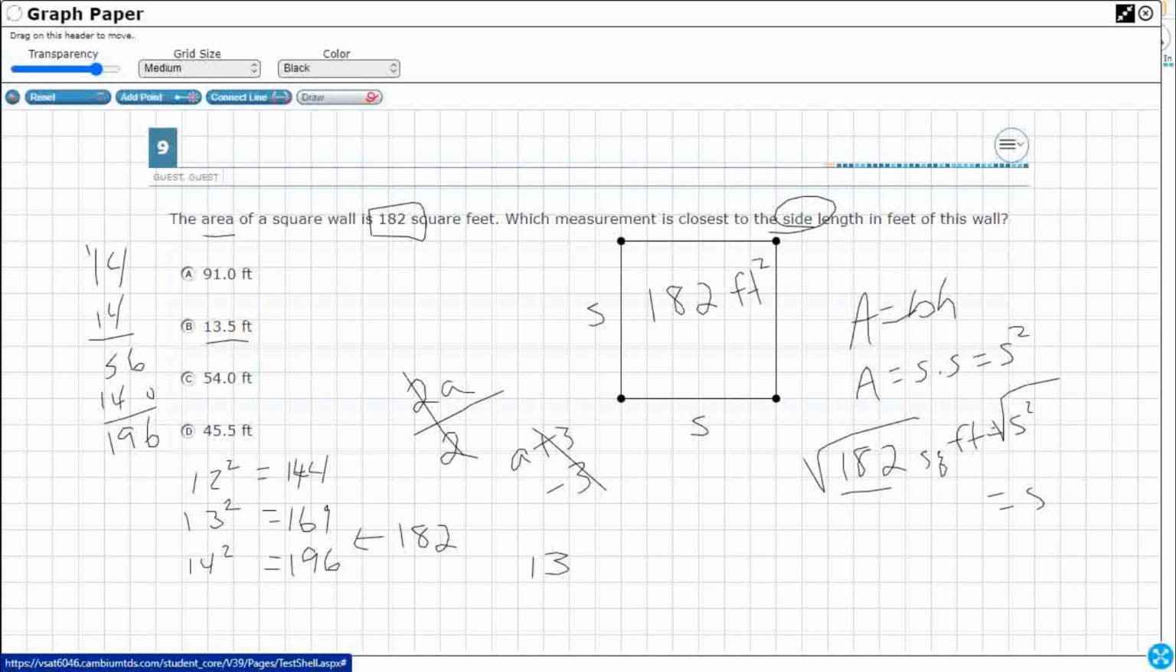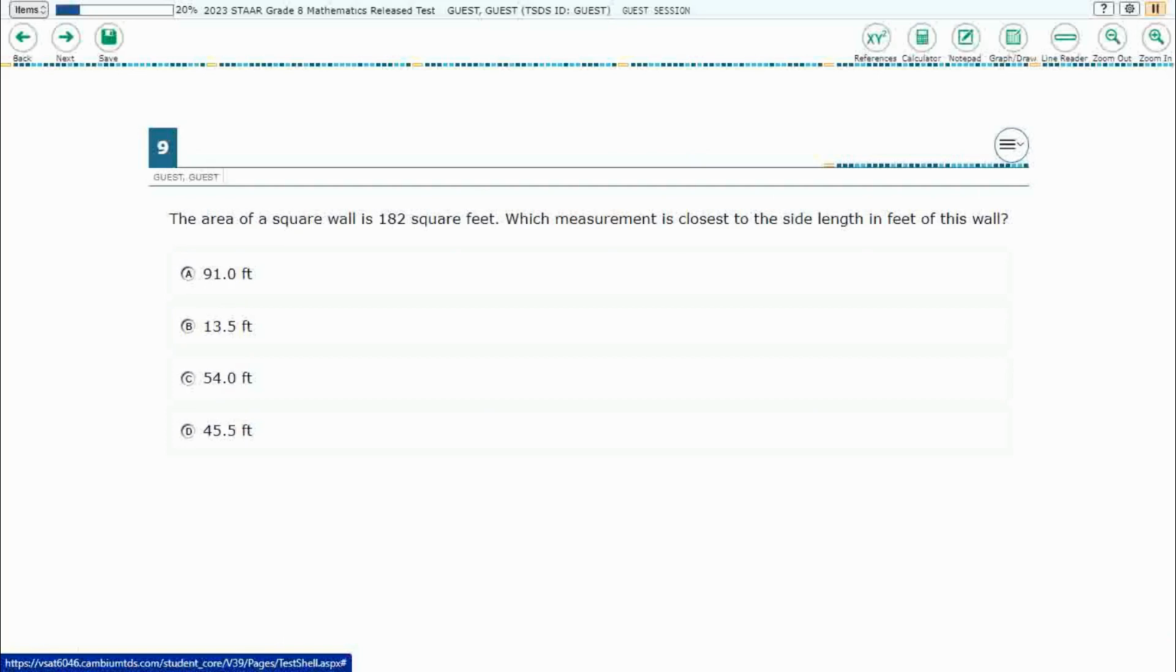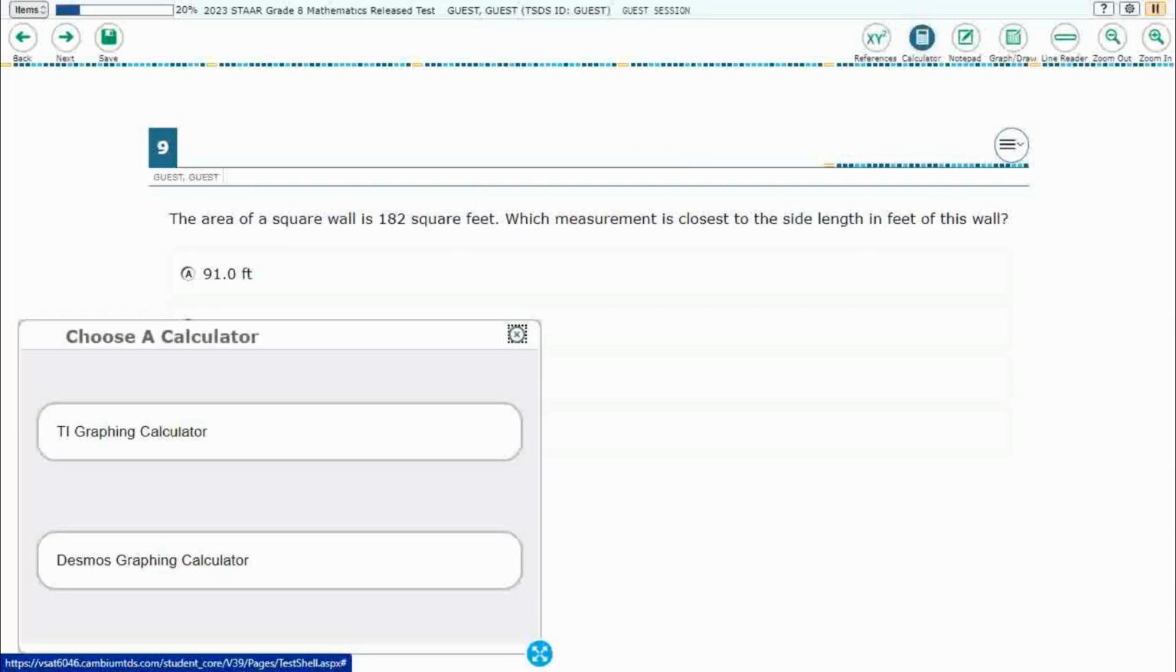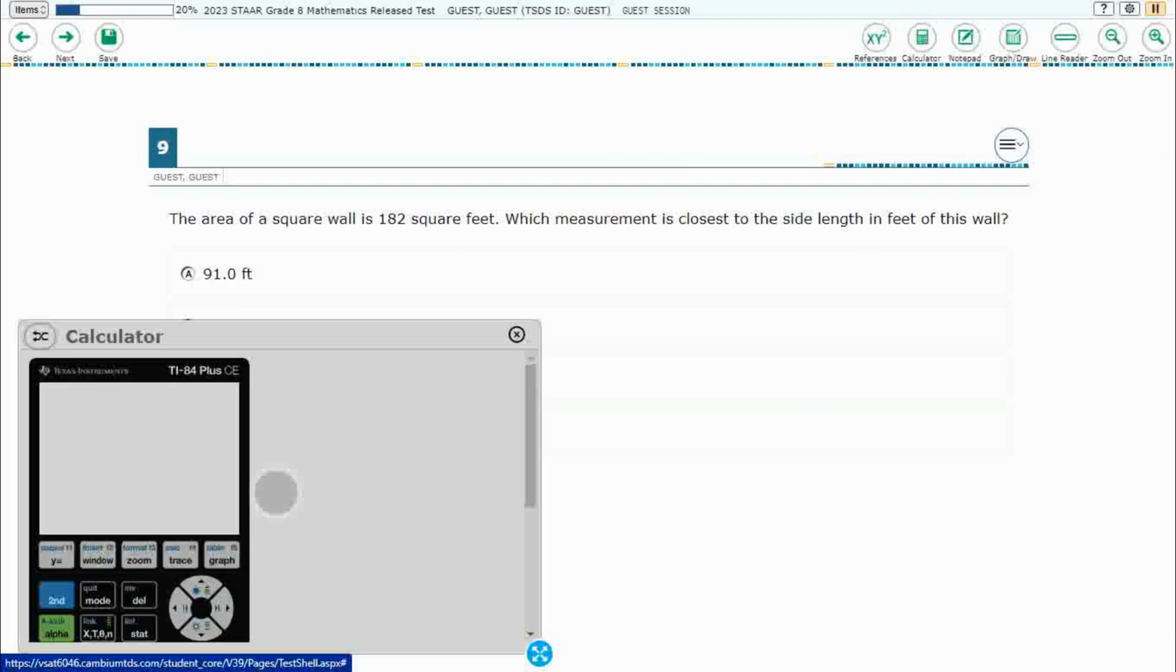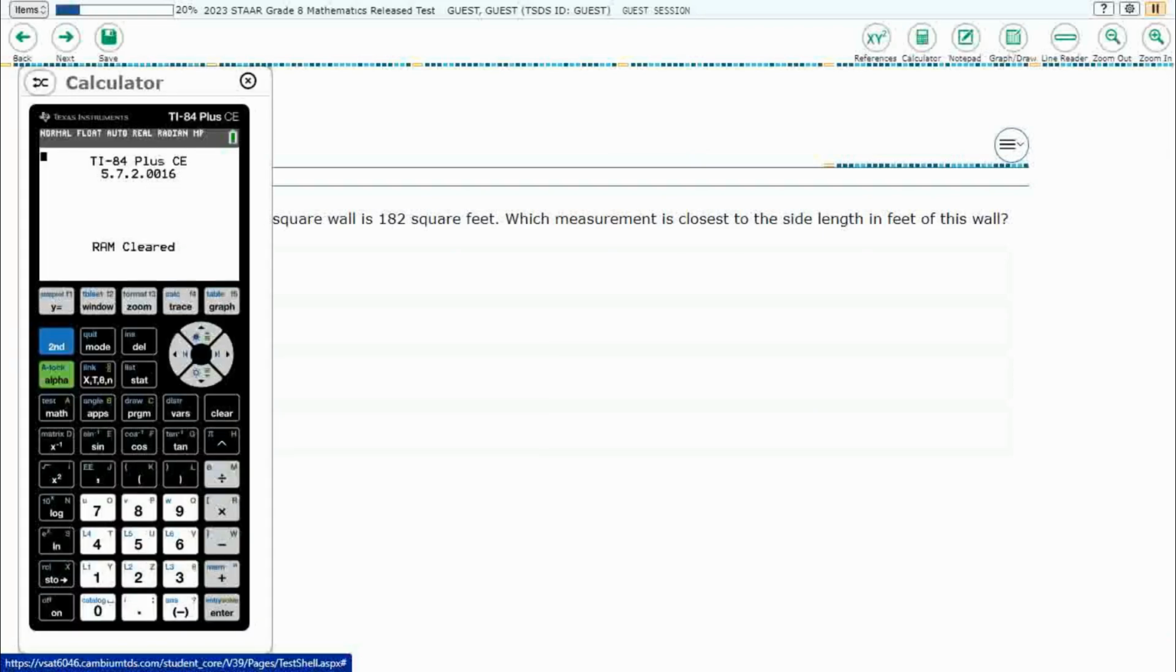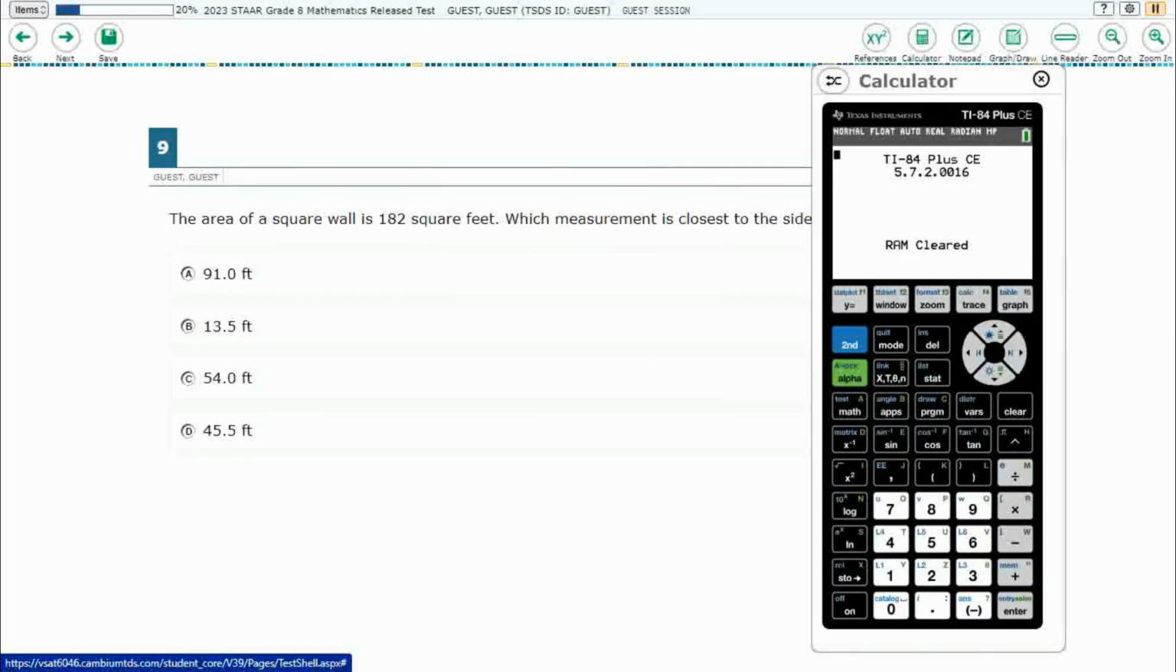Or another option would be, let me just get rid of that real quick. Let's use our calculator. We're going to take our graphing calculator. And even here we've got options. I could take my square root, so I'm going to hit my second, and hit that x squared to get that blue square root up there. Get my 182. Okay, so there you go, 13.49. That's really close to 13.5. So that B is looking good.